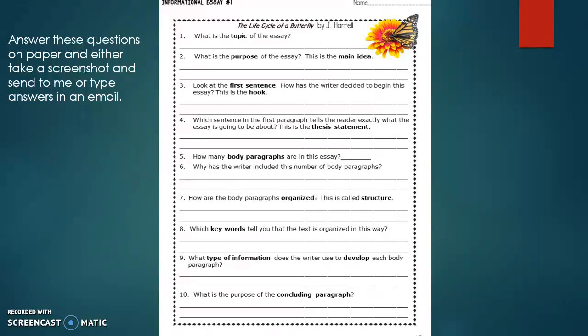All right, which sentence in the first paragraph tells the reader exactly what the essay is going to be about? And this is the thesis statement. This lets the reader know and tells the reader that this is what the essay is about. And every essay has a thesis statement, and that's how we know exactly what we're reading for.